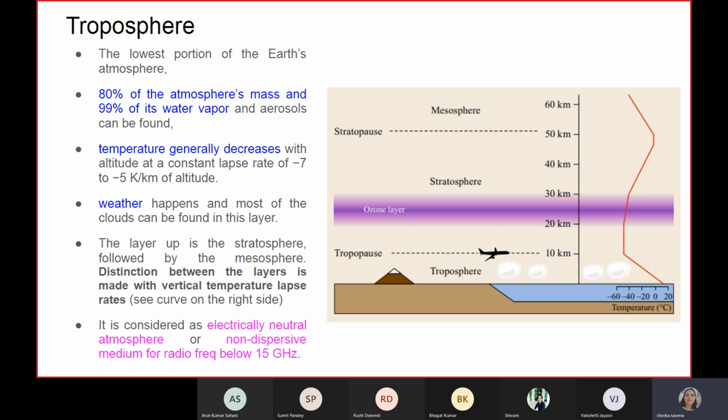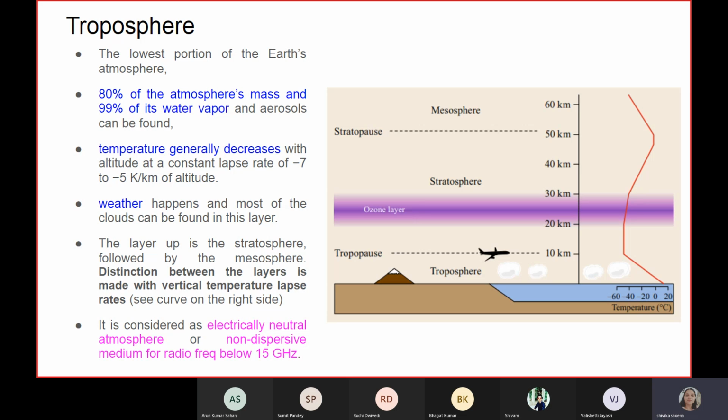Inside the troposphere, you can see temperature is about 20 to -40 degrees centigrade. Then clouds are found in this region, and this region is electrically neutral and non-dispersive medium for radio frequency below 15 gigahertz. So for GPS signal, that is frequency of L1 and L2, it is about 1.5 gigahertz and 1.2 gigahertz. Okay, so below 15 gigahertz, this portion of the atmosphere, that is troposphere, is non-dispersive medium, means the signal is not being divided. It is not dispersing while traveling through this medium.